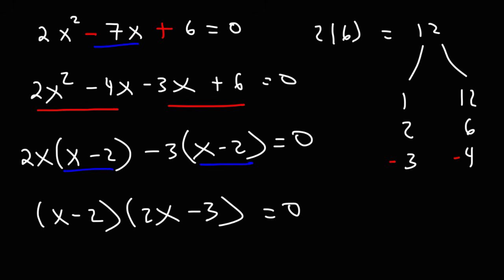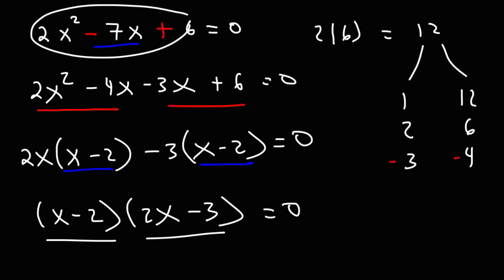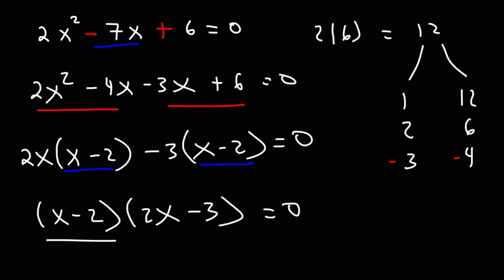Now to check our work, what we could do is FOIL. If we FOIL these two binomials, we should end up with the trinomial that we started with. A binomial is basically a polynomial expression with two terms. A trinomial is one with three terms. 1, 2, 3.